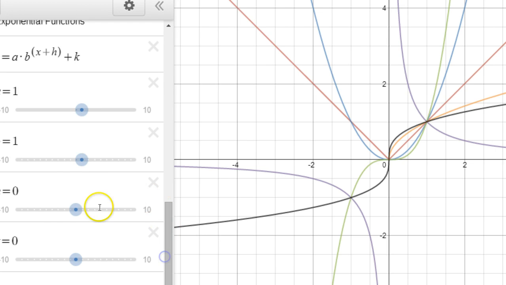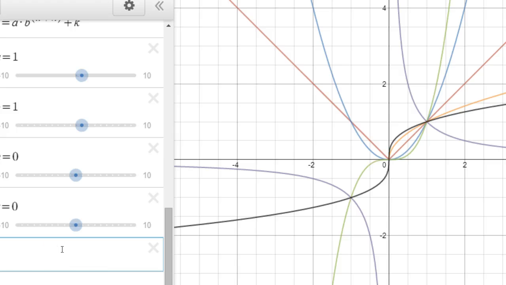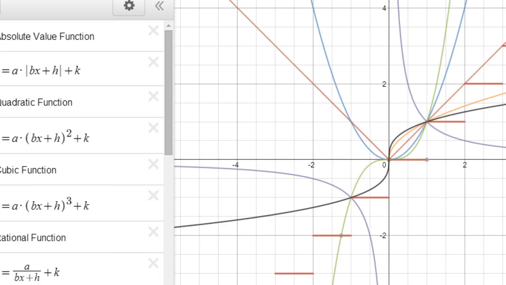But there are some more graphs that I do want to talk about, and that's the greatest integer one. So y equals a times, no, we'll do floor of bx plus h plus k. So what I'm going to do is turn off all the other graphs, and this is the greatest integer function.